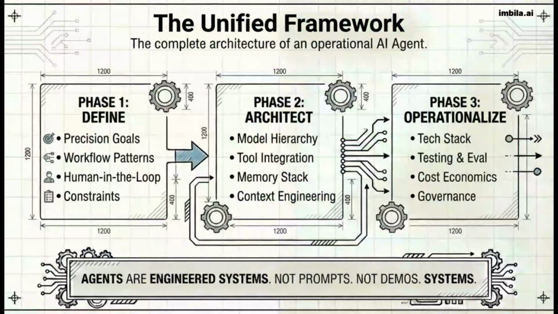This brings us to the unified framework. This comprehensive architecture spans 3 phases: define, architect, and operationalize. It emphasizes that agents are not just prompts or demos, they are fully engineered systems.